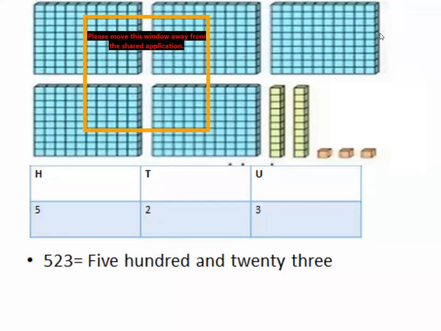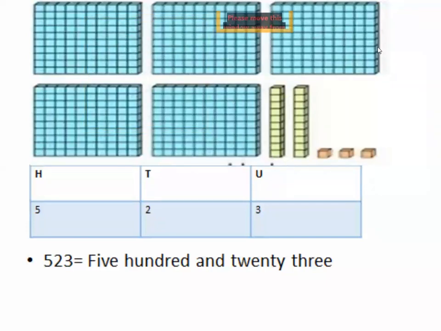Yes, Arisha, Abira, Fatma, Rahil, your answer is right. We have five blocks of 100. So we write 5 in the 100 column. Now tell me how many blocks of tens are there? Give your answers on the chat box. Abira Khan, your answer is right. There are two tens blocks, so we write 2 in the tens column.